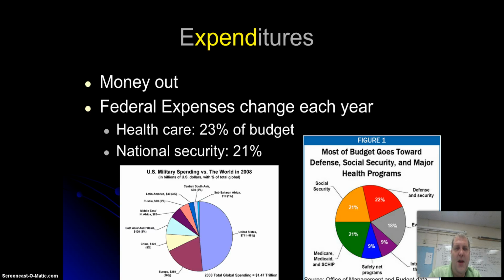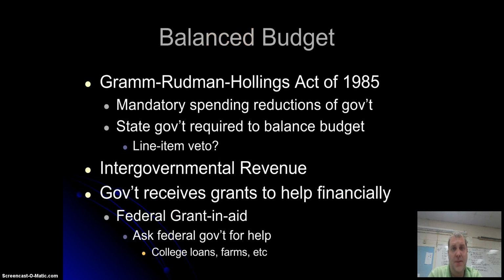Expenditures, this is money out. These change every year. Healthcare is 23% of the budget, although I would probably argue that this figure is dated a little bit because this is 2008, so we all know what's happened with the Affordable Health Care Act. National security is 21%. Last time I did check, the money that comes out for our armed services is equal to, if not above, every other government's expenditures for their armed forces combined.